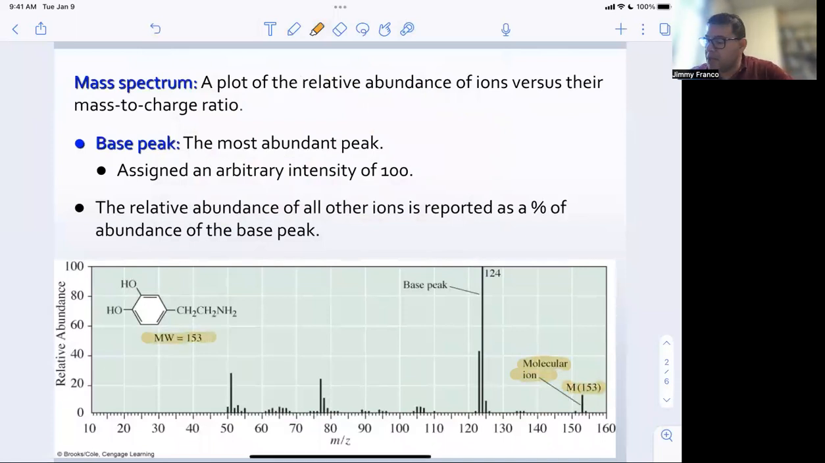The base peak, however, is the most abundant peak. Right? So as you see this, we set this to 100. And so that's the largest peak. Here's the actual molecular weight. And so we can actually see there's some fragment that fell off, right? So we could subtract these two numbers and try to figure out what that piece is that fell off.